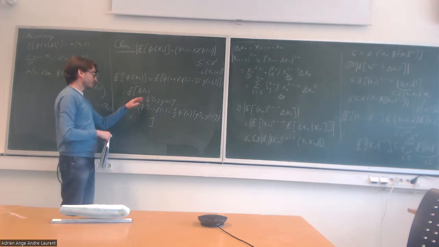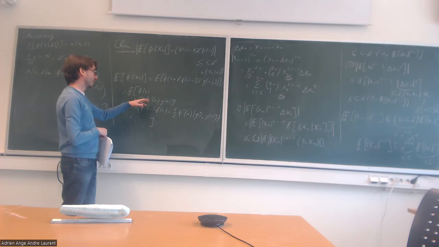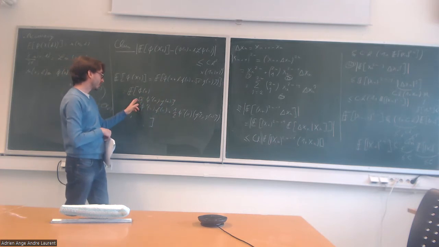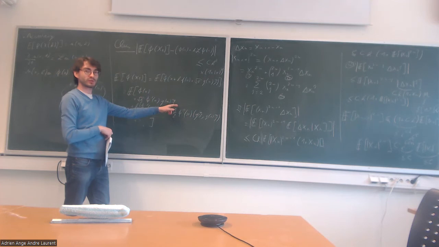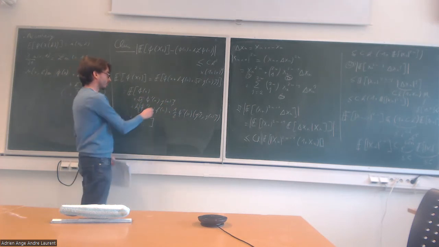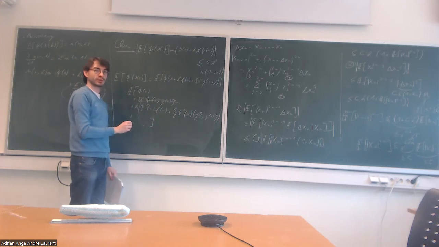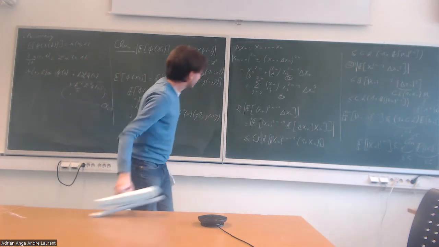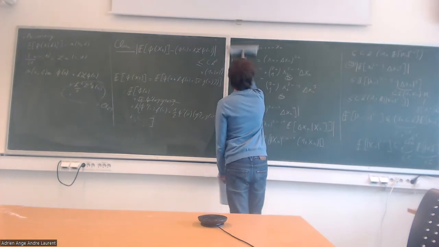Now, don't let these complicated terms fool you. Everything is linear. This is just this term multiplied by the expectation of psi, and the expectation of psi is 0. So this term is 0 when I take the expectation. Now we're left with the last one.